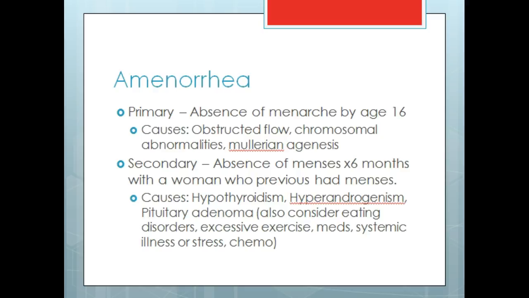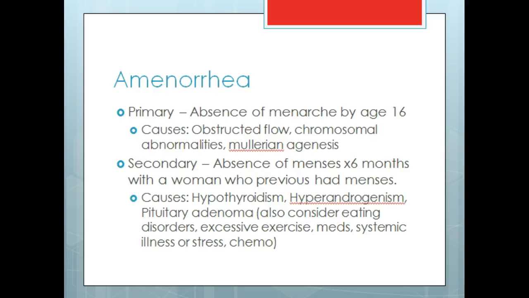Whereas with secondary amenorrhea, that would be the absence of a menses for 6 months with a woman who previously has had menses. So if somebody has been having regular cycles and then out of nowhere she's not having them anymore, that would be secondary amenorrhea.